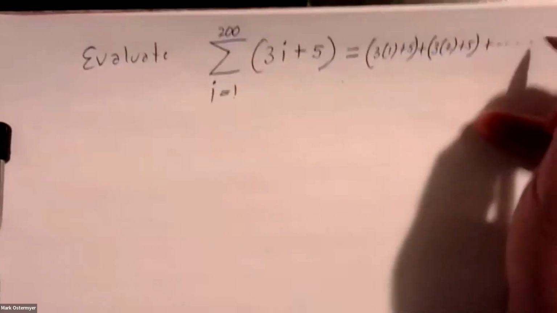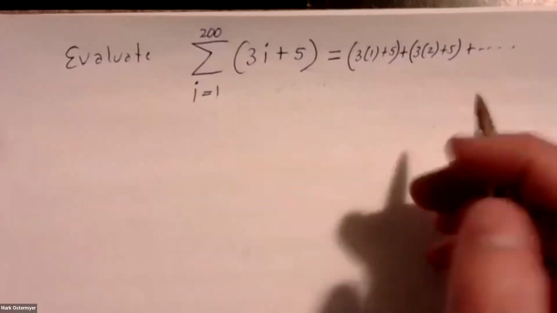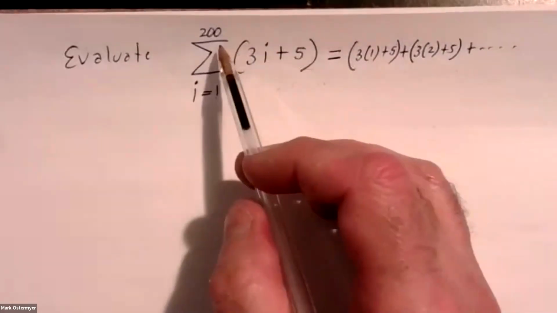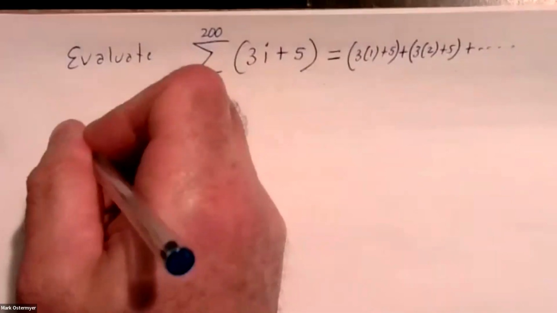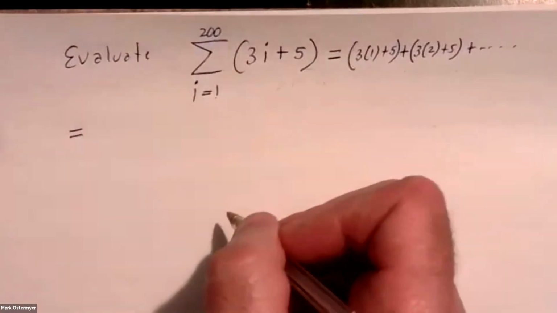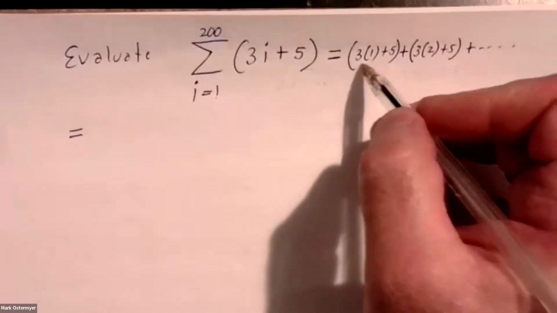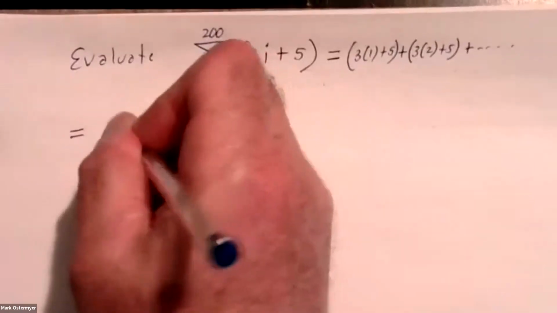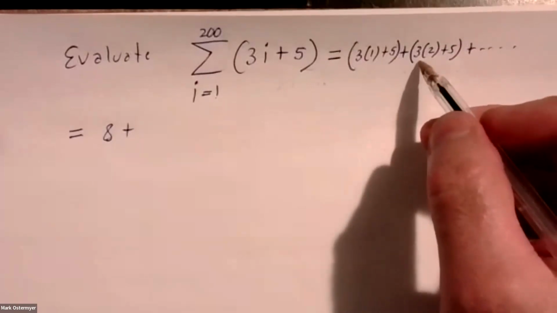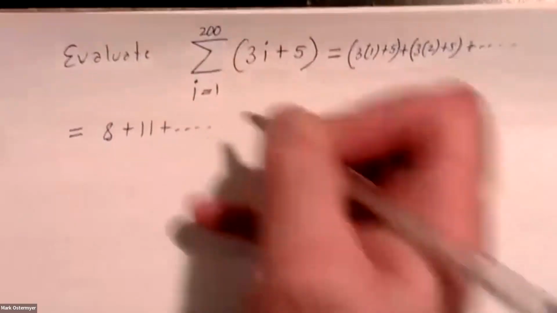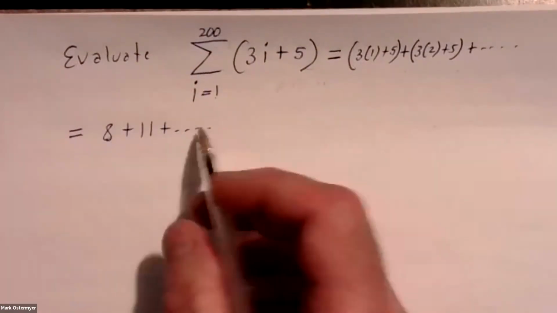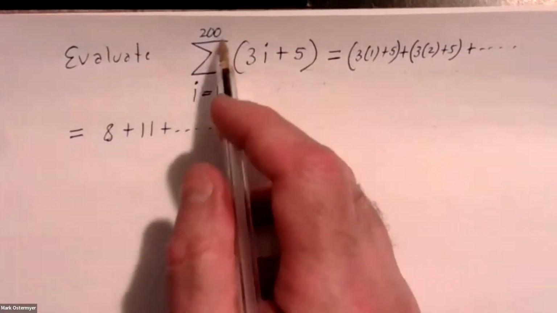Plus dot, dot, dot. You could go on forever, but we're not expected to take this all the way up to the 200th term. That would take way too much time. We want to start making use of the formulas we learned. So the first term here is going to be 8, plus the second term, which is 11. And I want to add all the way up to my 200th term.